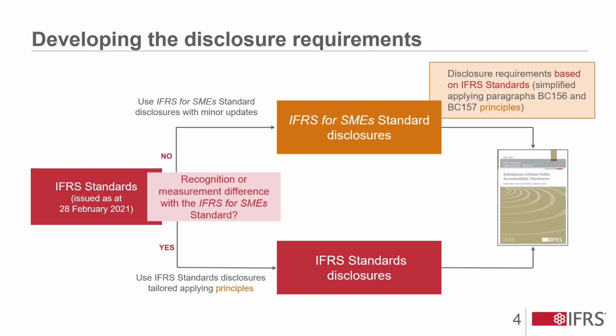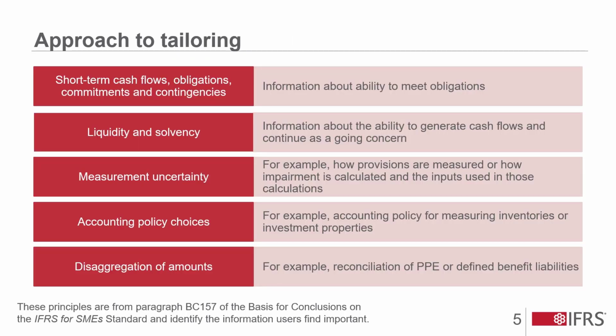Applying this approach allowed the board to develop the proposals in the exposure draft in a structured manner. In some cases, the board proposed exceptions. These are explained in the basis for conclusions of the exposure draft. Now, this brings us to the next question. What are the principles that the board used in tailoring the disclosure requirements in IFRS standards when there is a recognition and measurement difference? That is, how did the board reduce the disclosure requirements in IFRS standards?